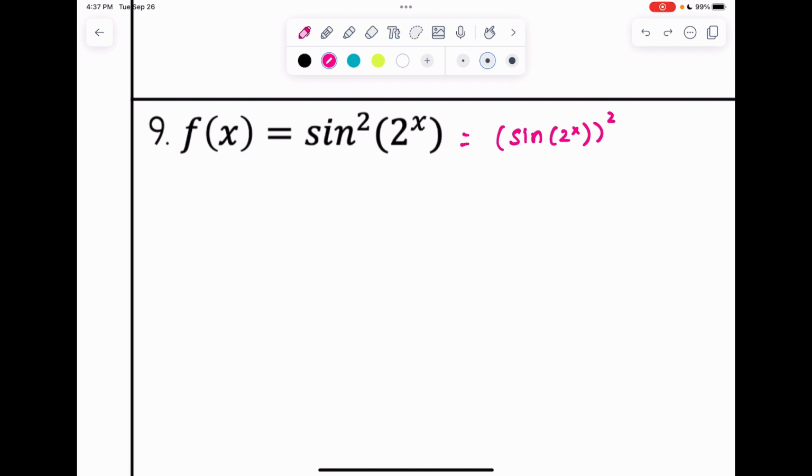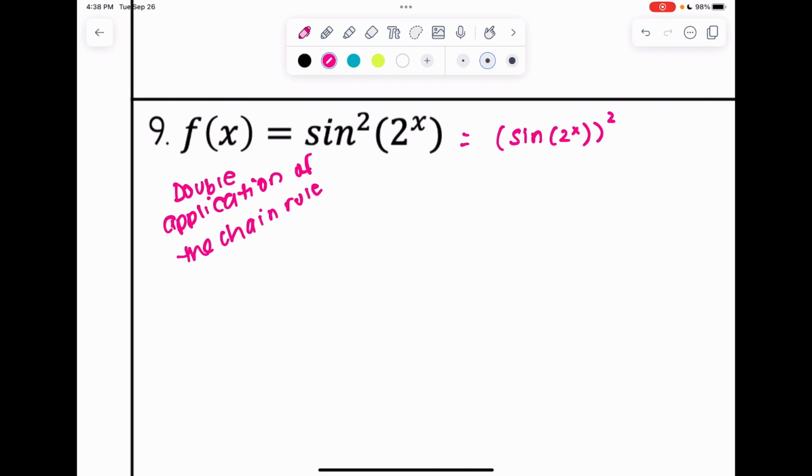Hopefully you're noticing that there are 2 sets of parentheses in this problem. So that basically means that we are going to have to do the chain rule twice. So this, I'm just going to make a note, is a double application of the chain rule. And you can recognize when this is going to happen because there's 2 sets of parentheses. Notice there's parentheses around 2 to the x, and then parentheses around the sine of 2 to the x. So here's how it works.